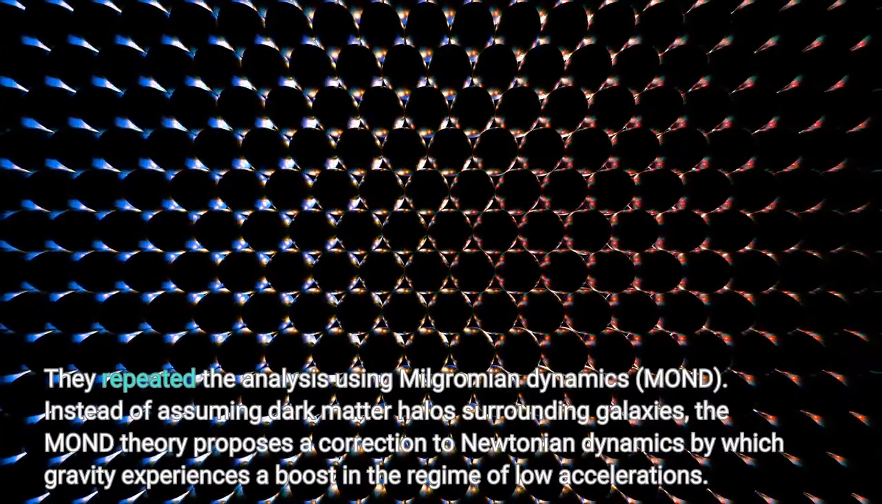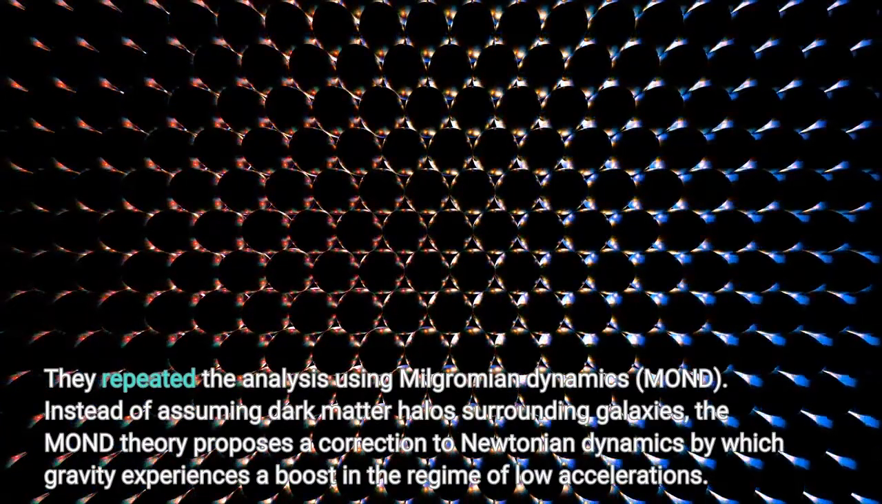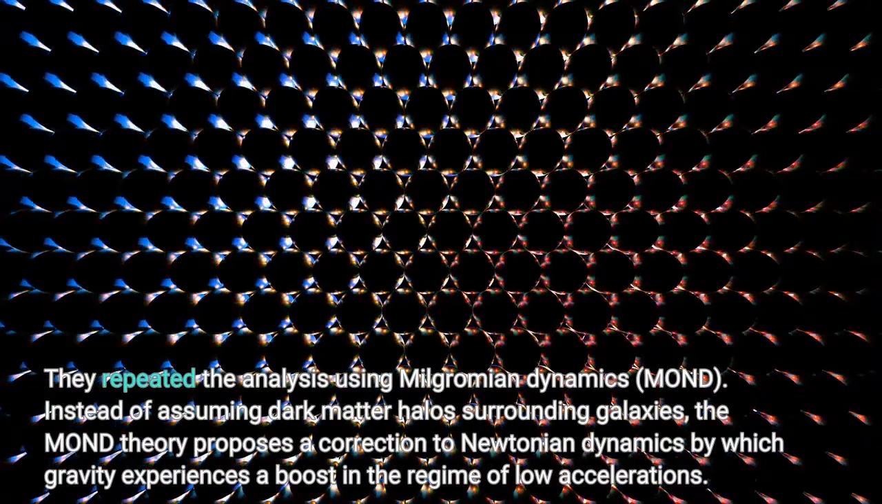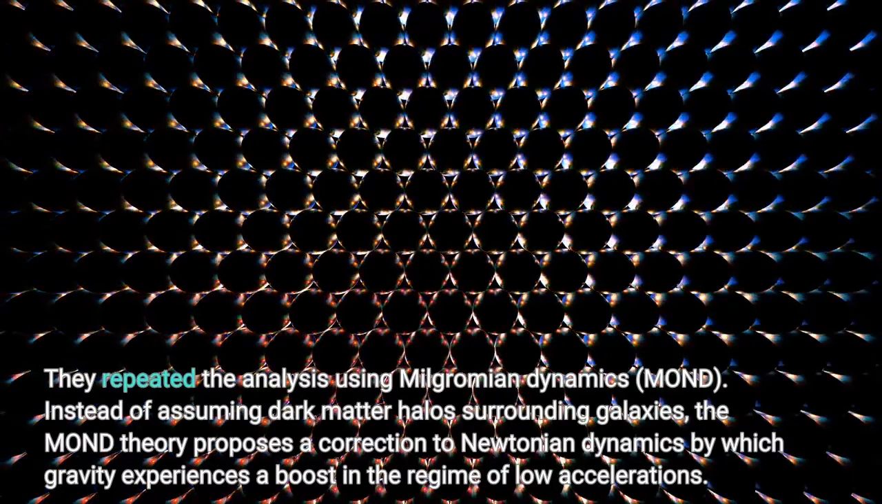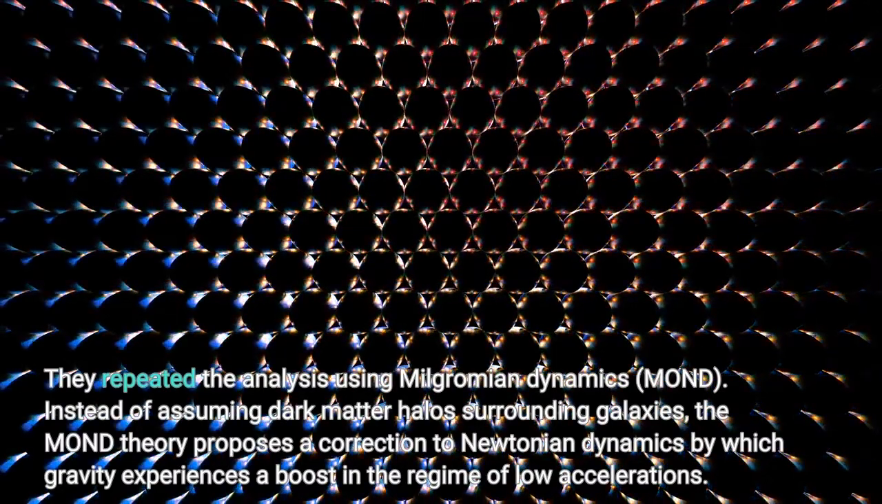They repeated the analysis using Milgromian dynamics, MOND. Instead of assuming dark matter halos surrounding galaxies, the MOND theory proposes a correction to Newtonian dynamics by which gravity experiences a boost in the regime of low accelerations.